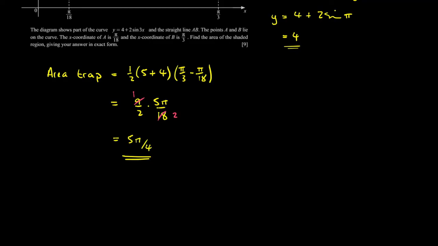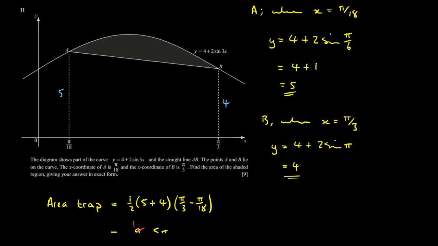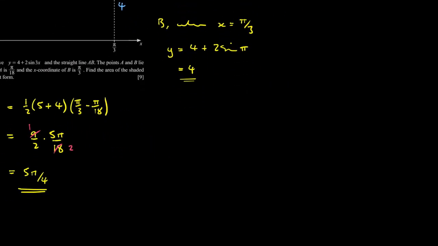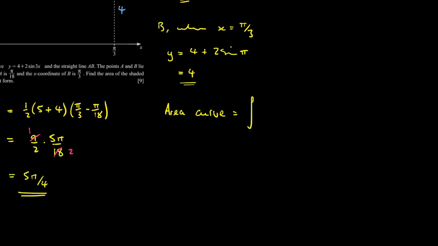Okay. All right then, so now what I can do is I can find the area underneath the curve, I think. And how am I going to find the area underneath the curve? Well, I'm going to integrate the curve between the two values of pi by 18 and pi by 3. So let's just go over here. So the area under the curve is going to be equal to the integral of, what was it? 4 plus 2 sine 3x, integrated between pi by 18 and pi by 3.